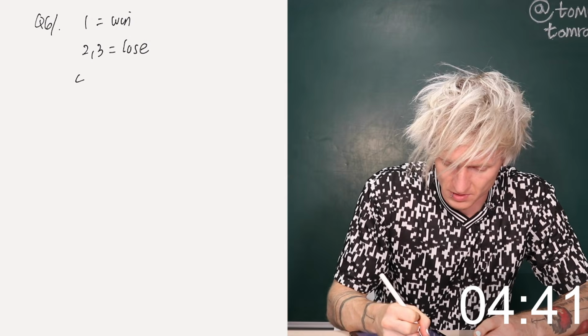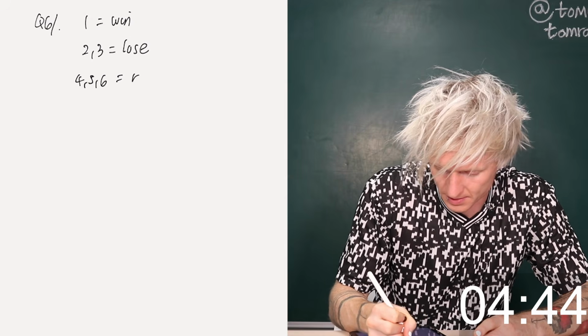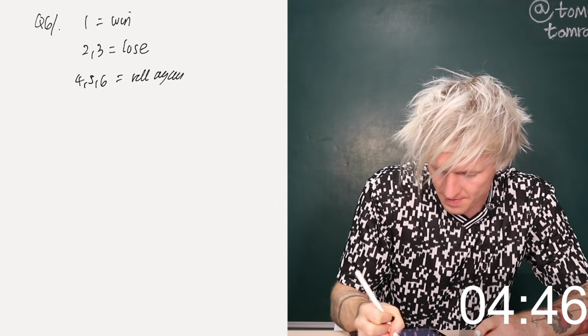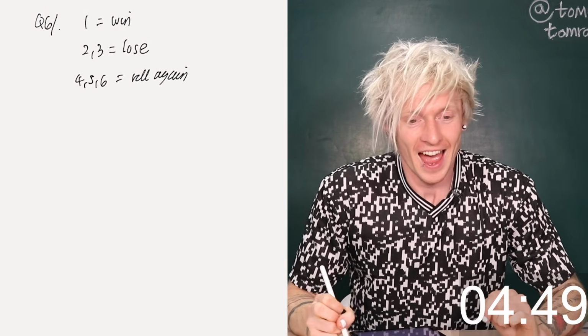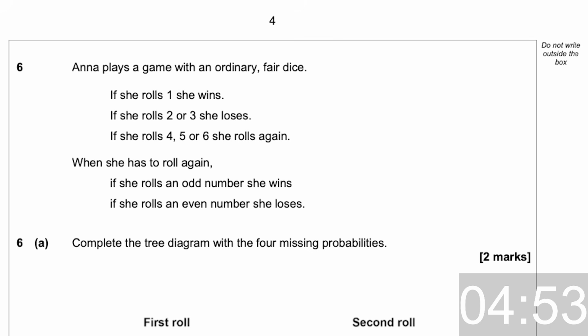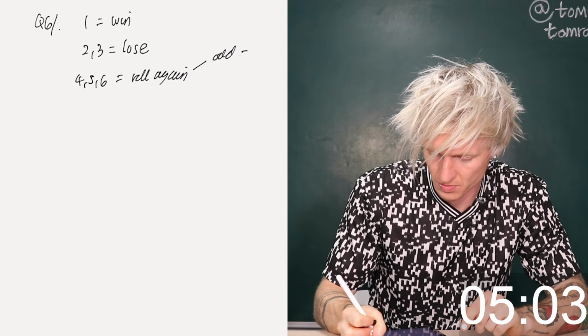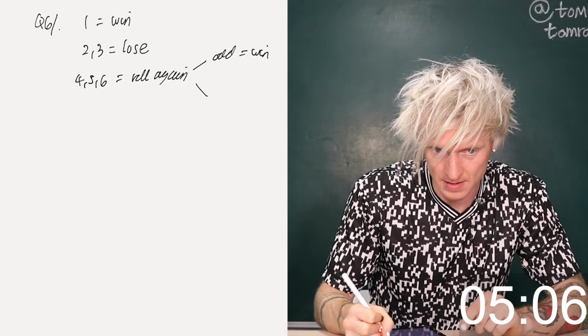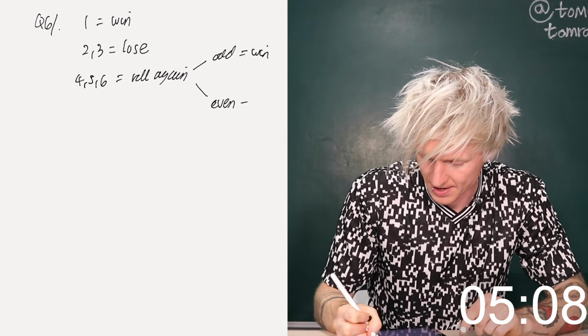And if she rolls a 4, 5, or 6, she rolls again. Okay, so this is a fun game. Not much going on where Anna lives. When she has to roll again, oh God. So, win and roll again. And if she rolls again, she rolls an odd number, she wins, or an even number, she loses. So odd equals win, even equals lose. I'm really glad the question now actually says draw a tree diagram, because that's exactly what I was going to do anyway to figure this all out.